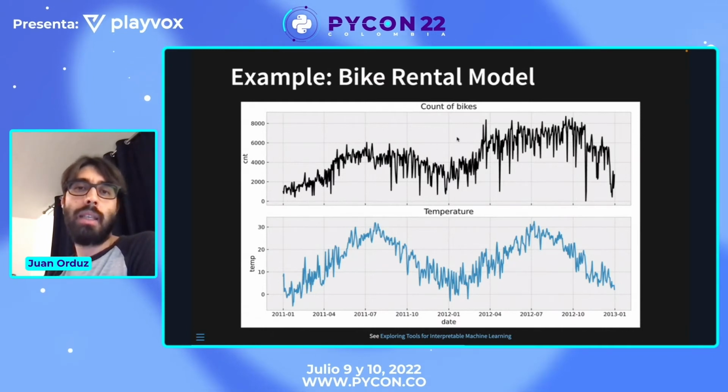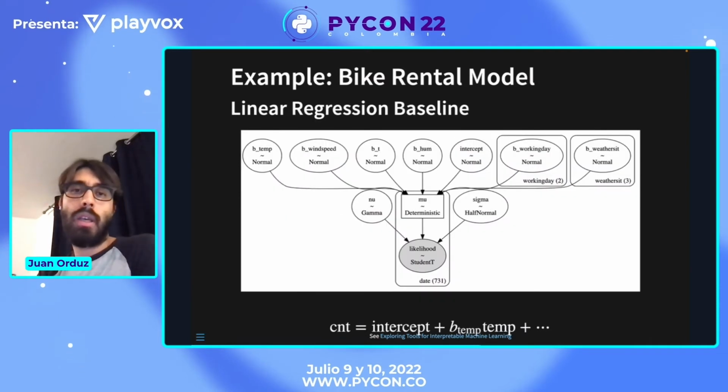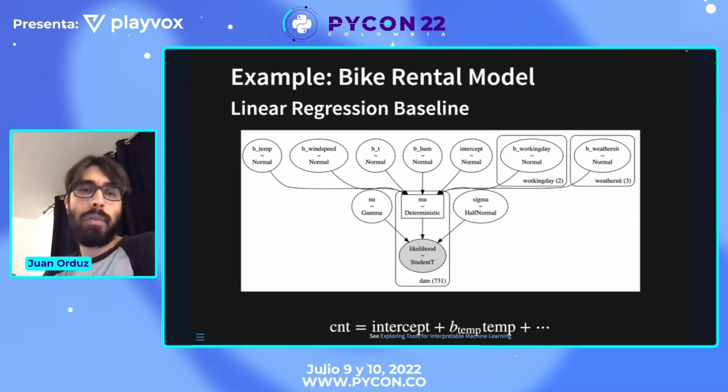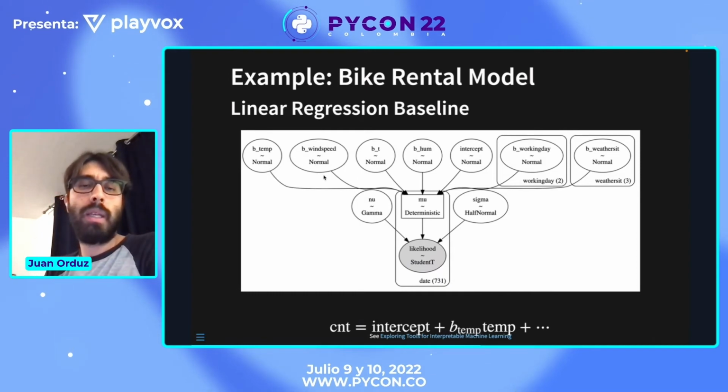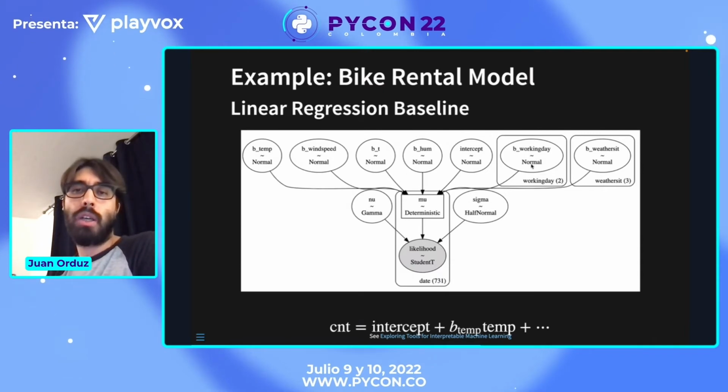So we would like to predict the bikes as a function of temperature, and actually we have other covariates and regressors. As a baseline model, what we do is simply fit a linear regression in the same fashion as before, and this is what I did. I have temperature here, which is the variable that I would like to understand, but I have other information, for example the wind speed, an artificial trend, humidity, an intercept, and two categorical variables which indicate whether it was a working day or not, and the weather condition, which is bad, medium, or really bad. And then the model is written in the same way as I showed before, and you just fit the model and get the results.